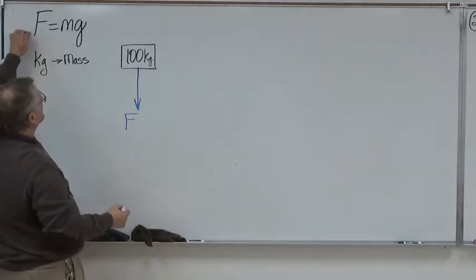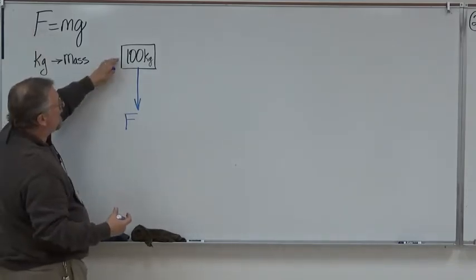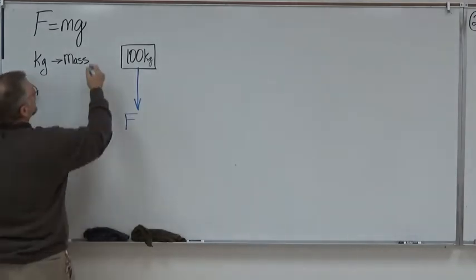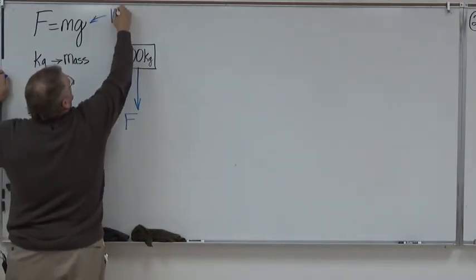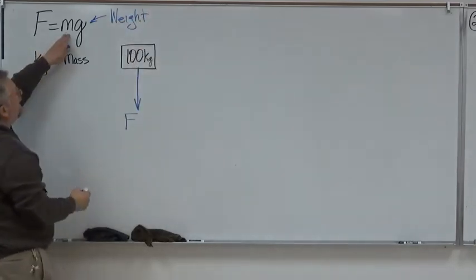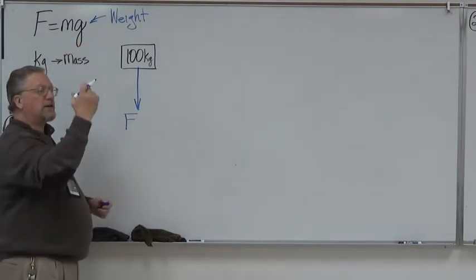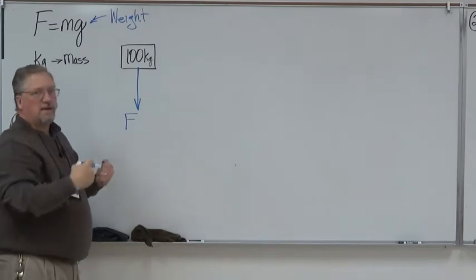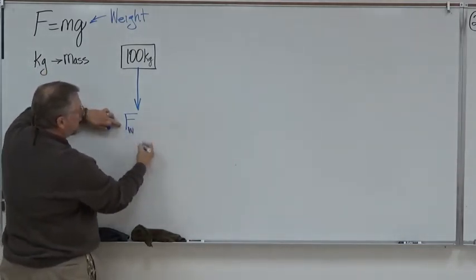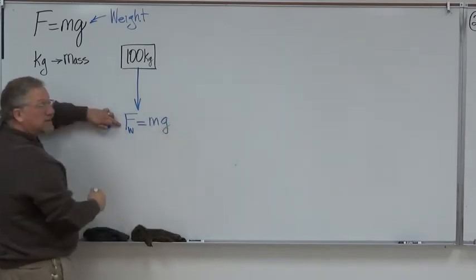Well, now we have a way of actually calculating how much force the Earth is pulling on that mass, and that is called weight. So anytime you take the mass of an object and you multiply it by the acceleration of gravity, you're actually calculating how much the Earth is pulling on that mass, or its weight. So I'm going to put a little W right here to stand for weight, and that's going to be calculated by taking mass times g.